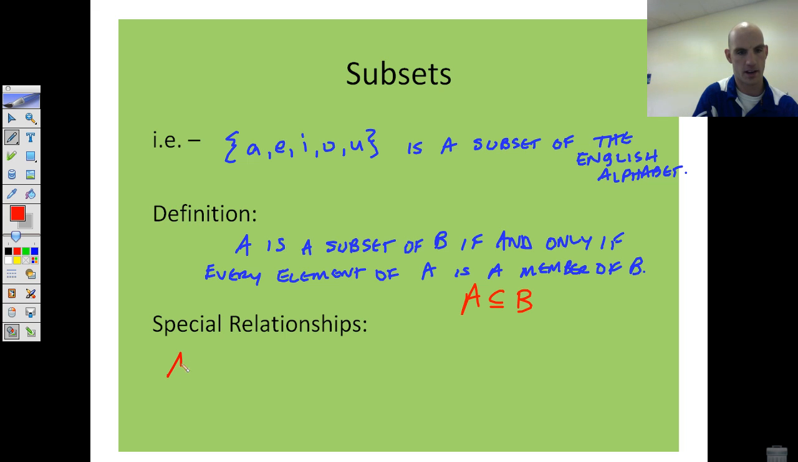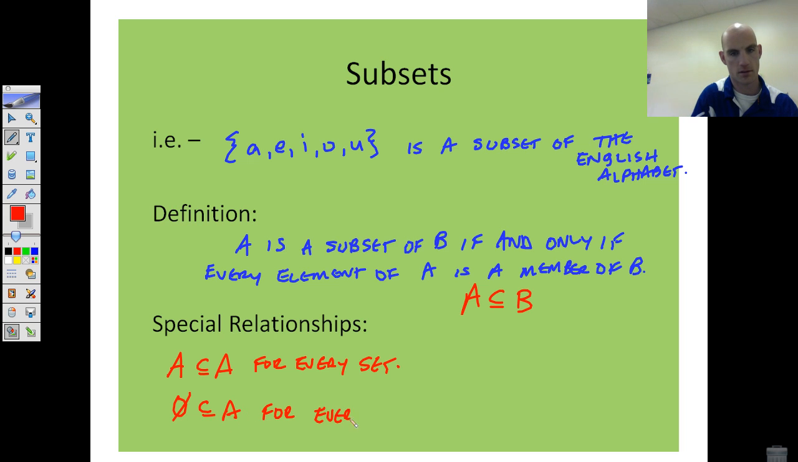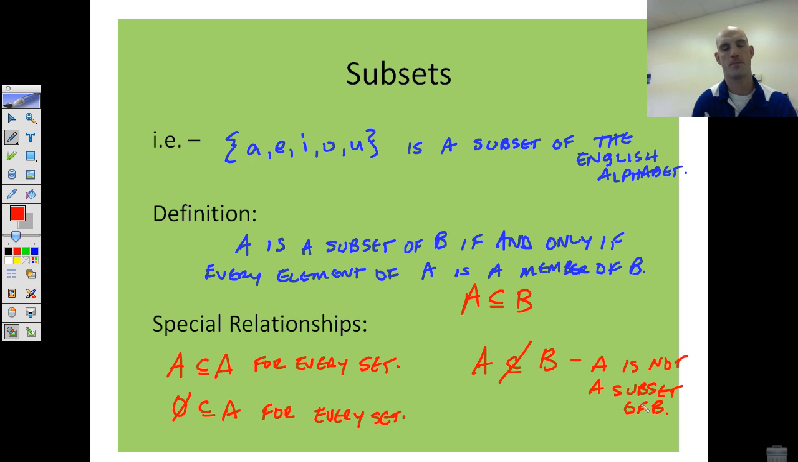Special relationships that exist. A is a subset of A for every set. Every set is a subset of itself. Also, the empty set is a subset of A for every set. And A, and if I put a slash through it, means A is not a subset of B. So those are just special relationships that exist.